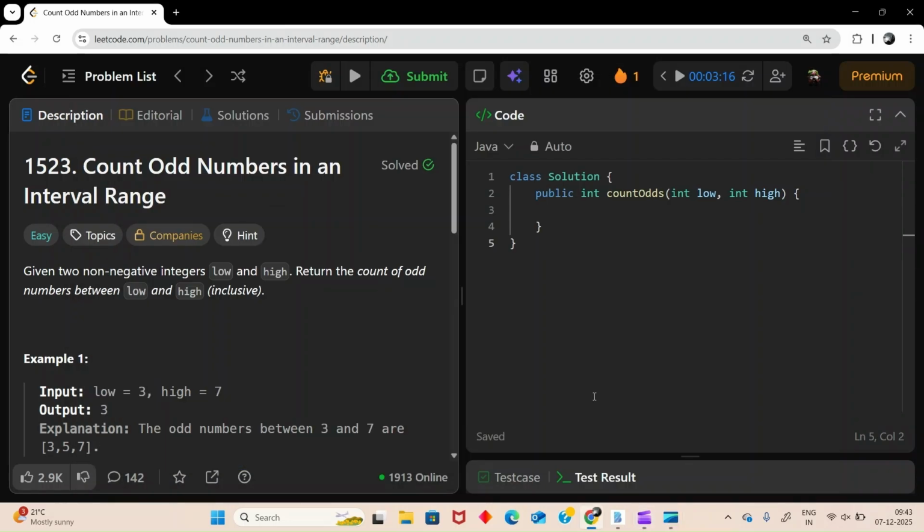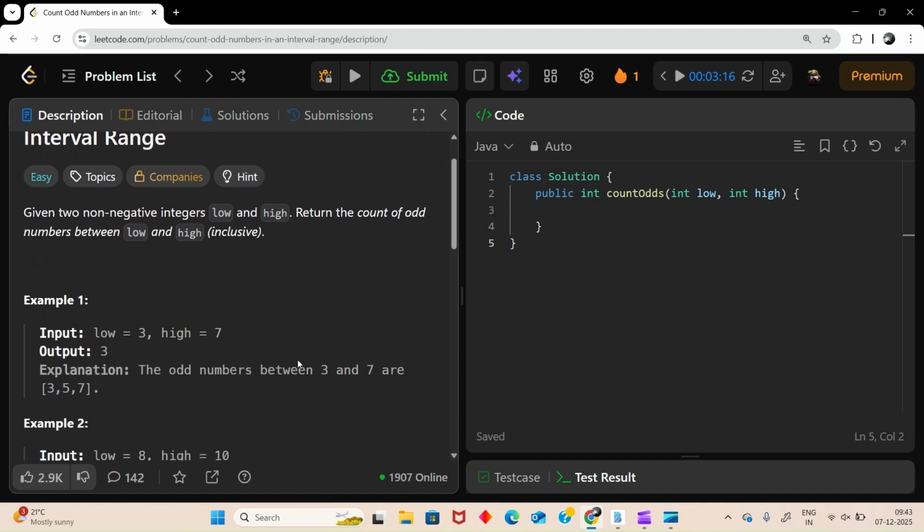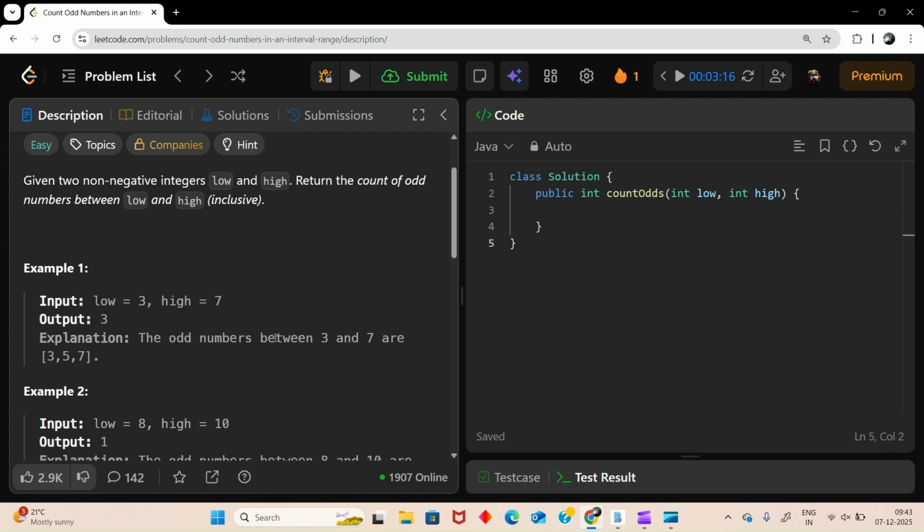Hello, devs. Let's start solving today's Leetcode daily challenge question. The question is count odd numbers in an interval range. Given two non-negative integers, low and high, return the count of odd numbers between low and high inclusive. So we have to include both of them as well.